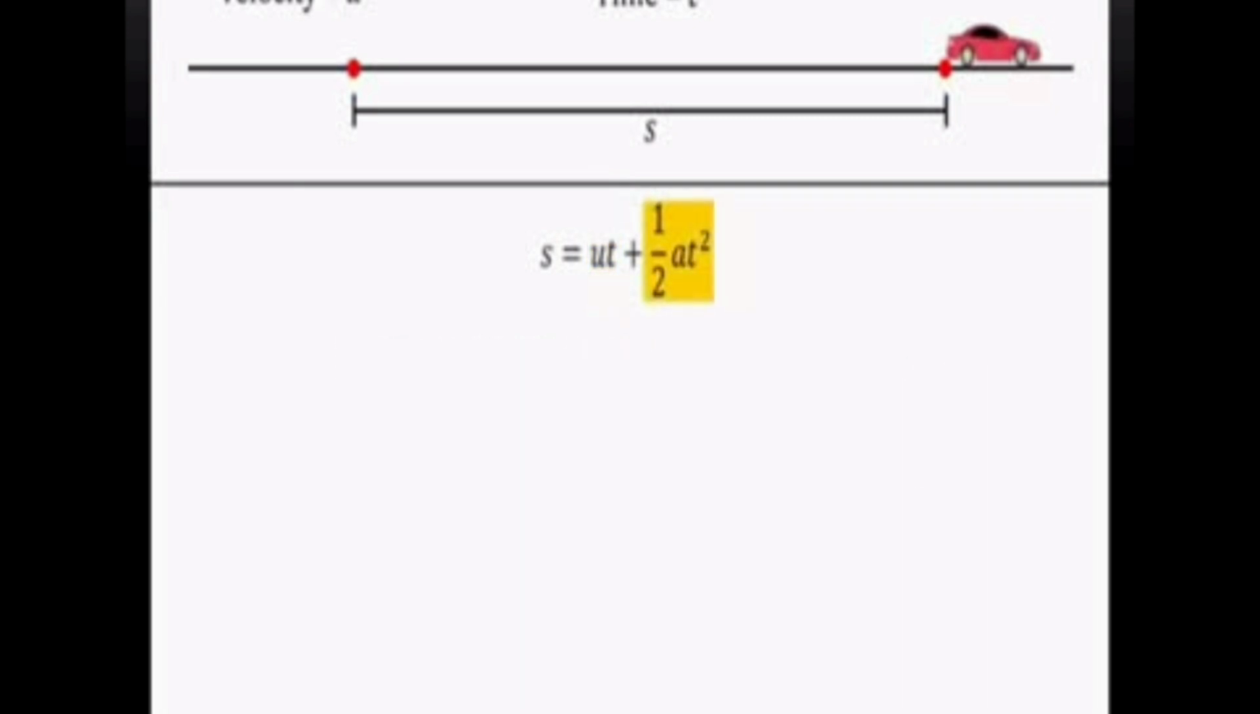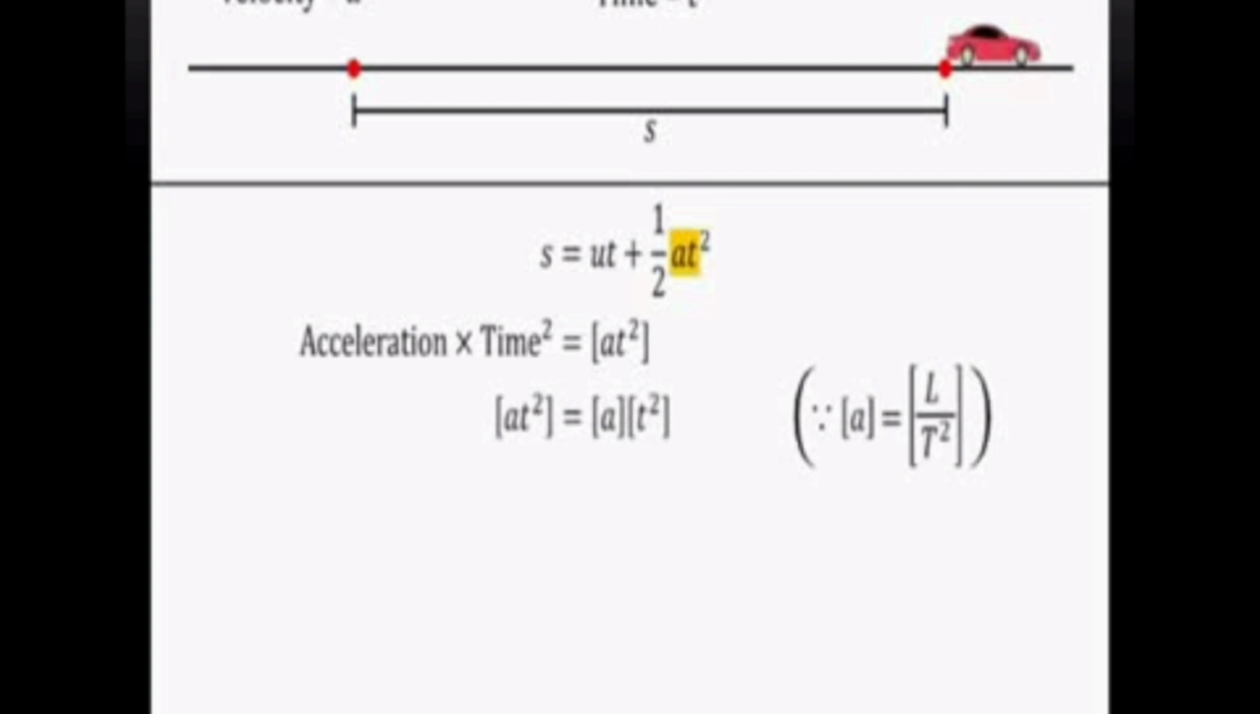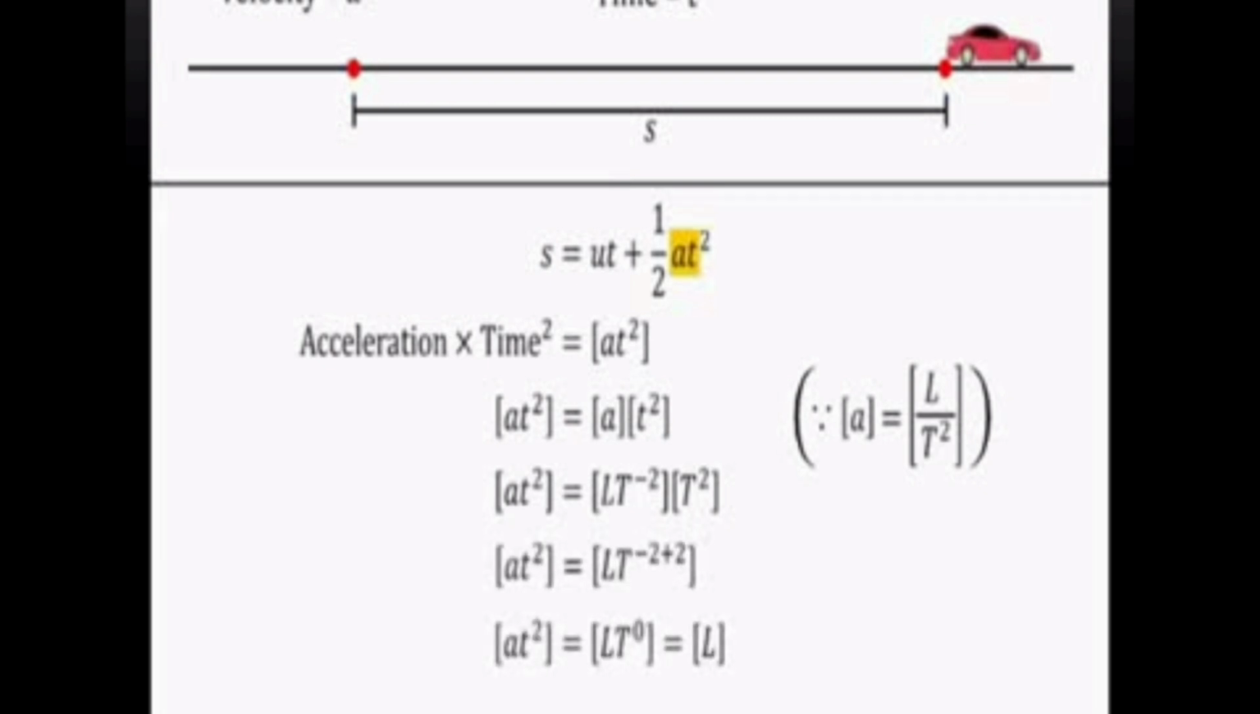Then we are going to see the second term, at square. Half is a constant, so we can leave that constant value. The remaining is at square: acceleration into time square. We know the formula for acceleration, L T power minus 2, and time period squared, T square. T square and T inverse square get cancelled. So acceleration a into t square, you will get the final value L.